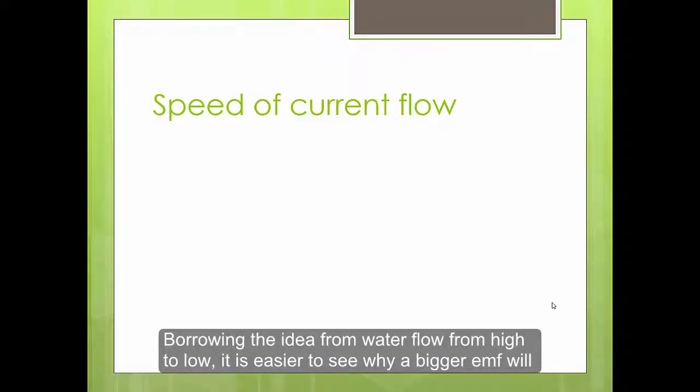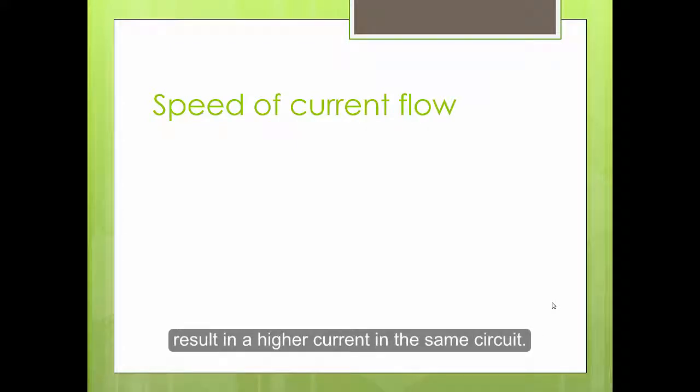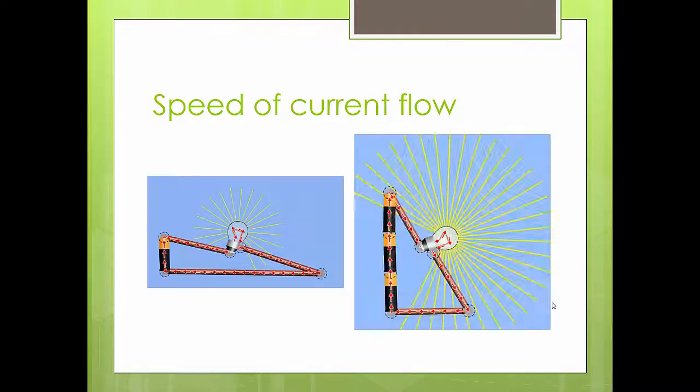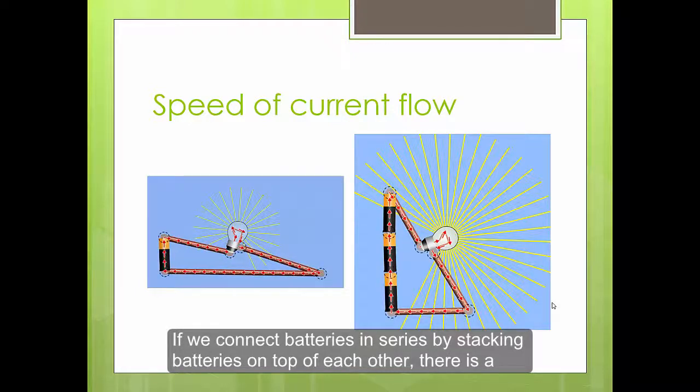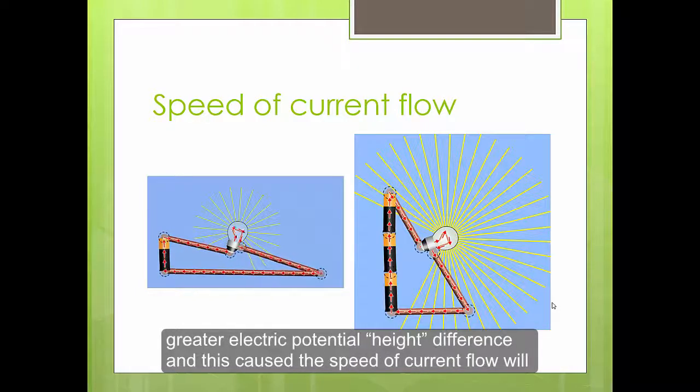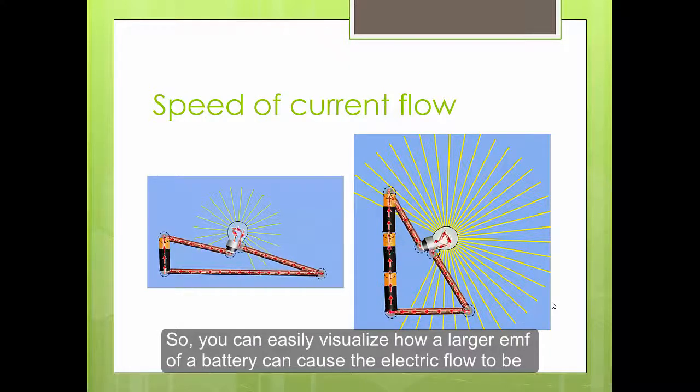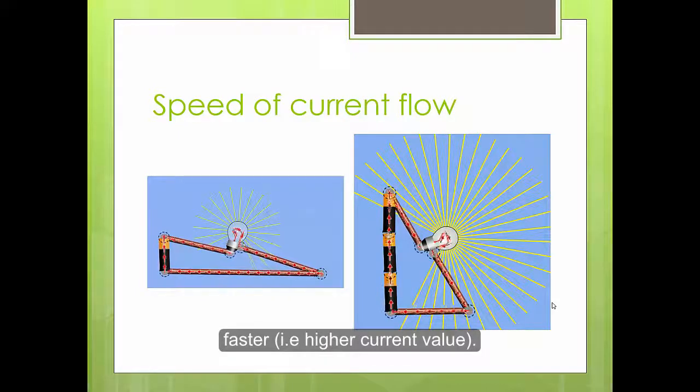Borrowing the idea of water flow from high to low, it is now easy to see why a bigger EMF will result in a higher current in the same circuit. Using a single battery, there will be a certain speed of flow from top to the bottom. However, if we connect the batteries in series by stacking them on top of each other, there will be a greater electric potential height difference, and this causes the speed of current flow to be faster. So you can now easily visualize how a large EMF battery can cause the electric flow to be faster, or having a higher current value.